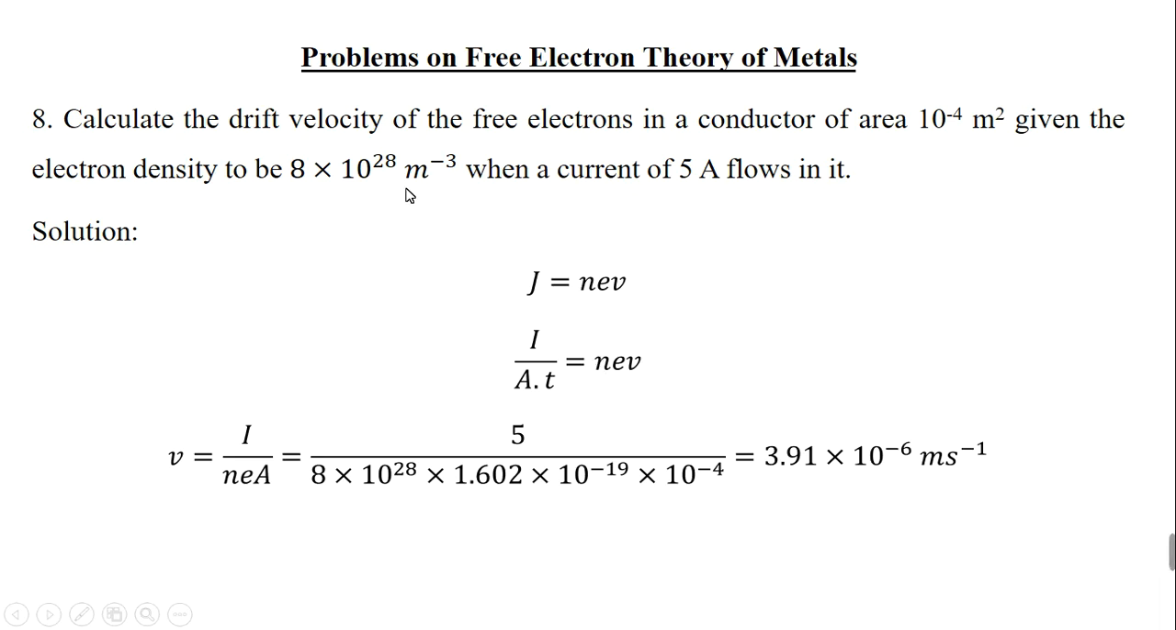Now according to the given values here, we can calculate the V value. So I is given, A is given, and N is also given. The charge of the electron we know, that we can substitute. Do the substitution here. I is 5 amperes divided by 8 into 10 raised to 28, charge of an electron is 1.602 into 10 raised to minus 19, area is given as 10 raised to minus 4. So do the calculation. The answer should be this much. Write down the unit for velocity as meter per second.